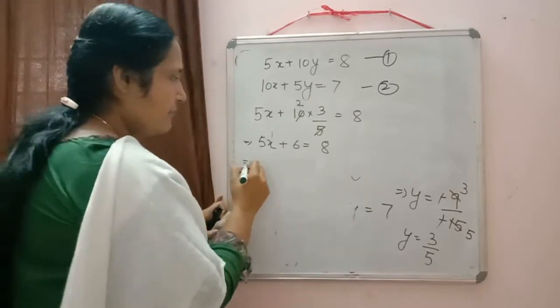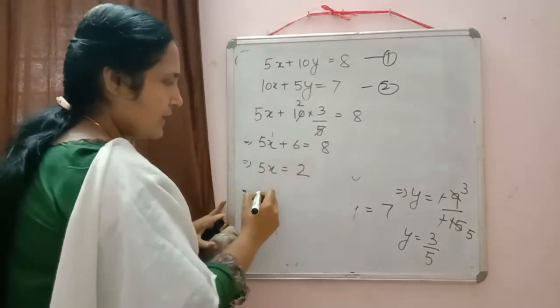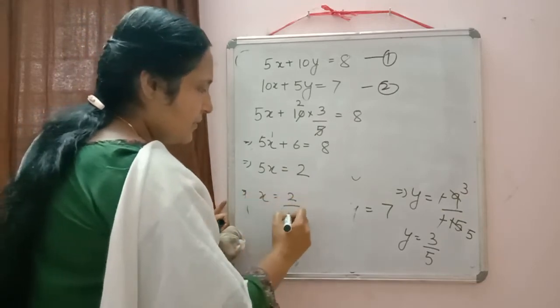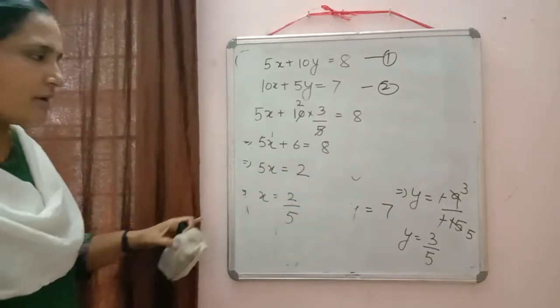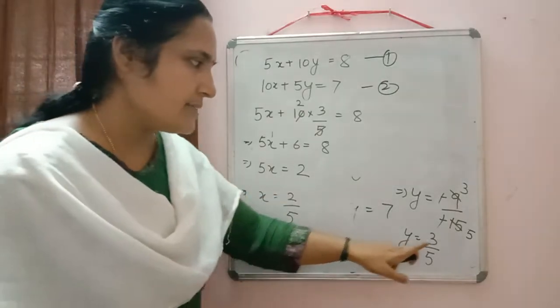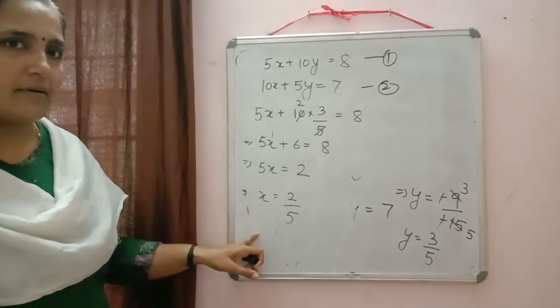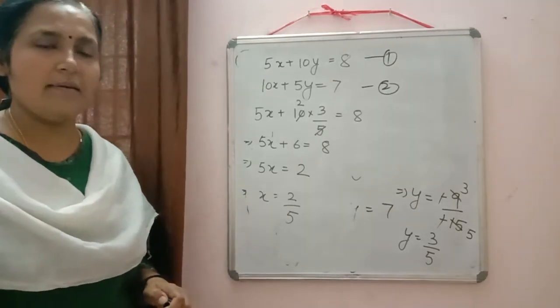Yes, we will get 5x is equal to 8 minus 6, which is 2. Then x is equal to 2 by 5. So we got the value of x as 2 by 5 and y is equal to 3 by 5. Write down the answer there. Moving on to the next question.